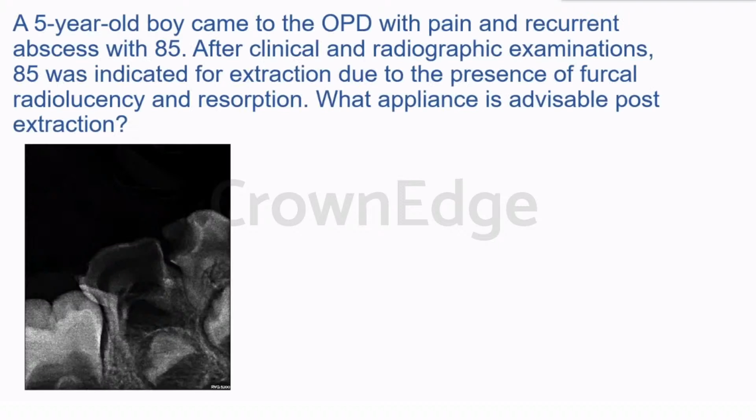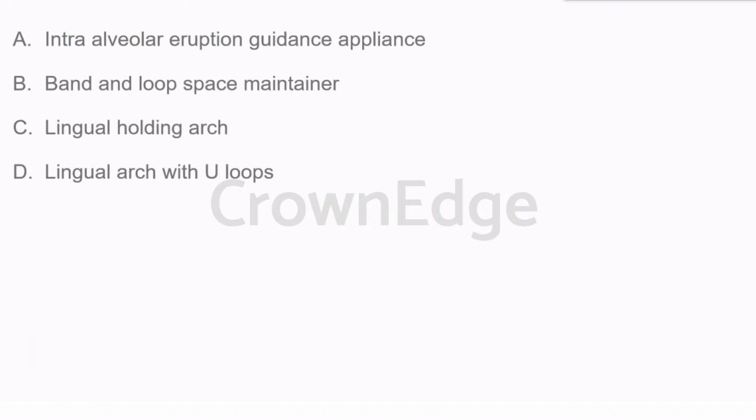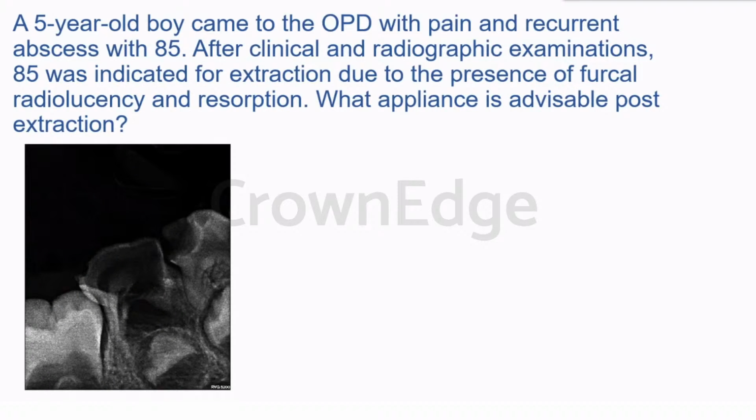All right. Now, this is a case scenario. A 5-year-old boy came to the OPD with pain and recurrent abscess with 85. After clinical and radiographic examination, 85 was indicated for extraction due to the presence of focal radiolucency and resorption. What appliance is advisable post extraction? Now look into the picture clearly. 85 has an abscess and they have advised for extraction. All right. So what appliance is advisable post the extraction?